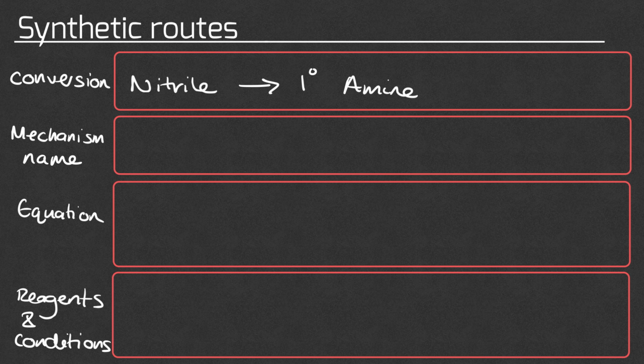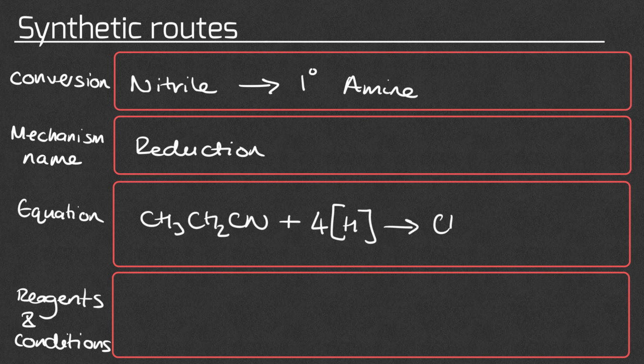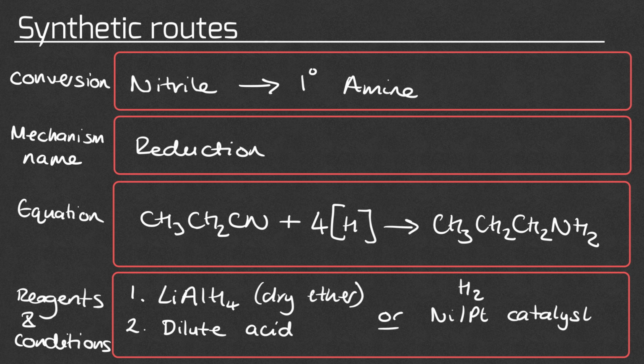For the conversion of a nitrile to a primary amine, this would be a reduction mechanism. The equation would be your nitrile with 4 equivalents of the reducing agent to produce your target amine. The reagents and conditions for this reaction are lithium aluminium hydride in a dry ether solvent in the first step, followed separately by dilute acid. These steps must be clearly labelled 1 and 2.